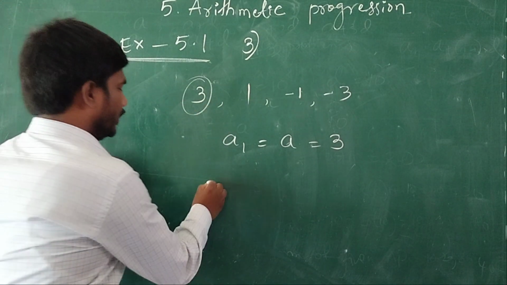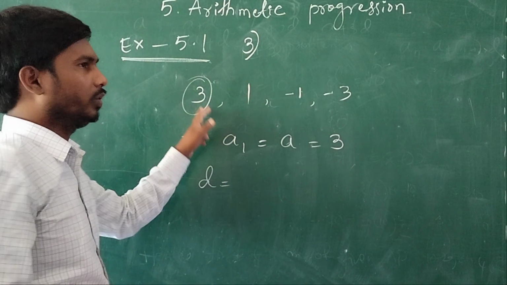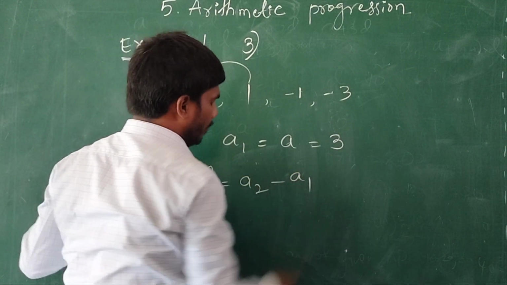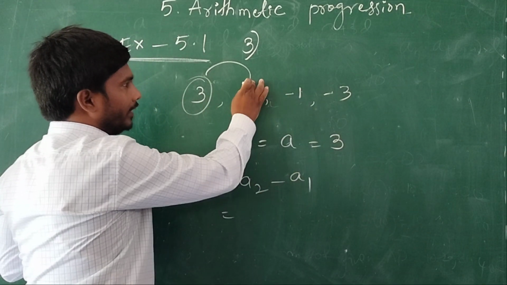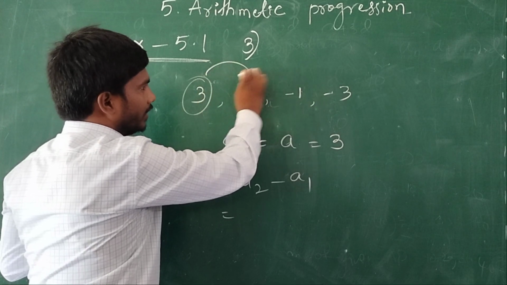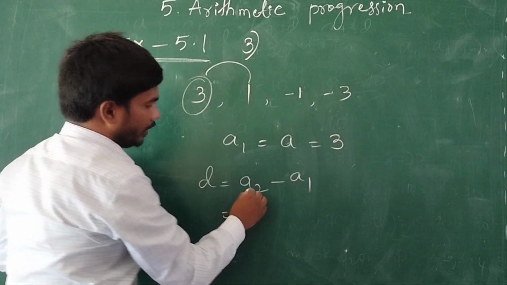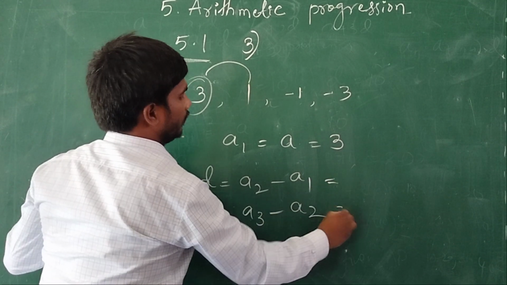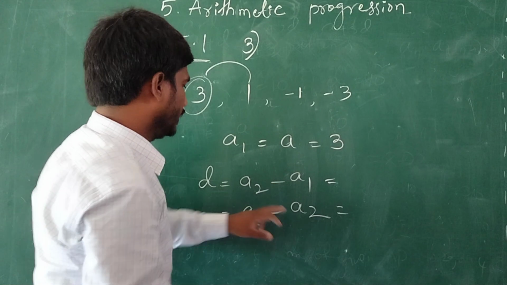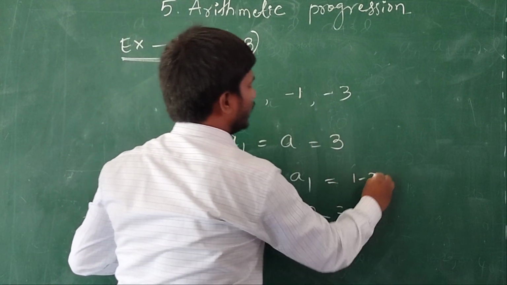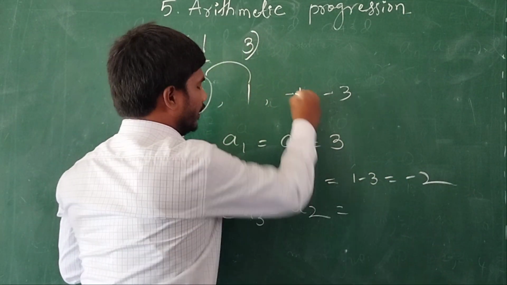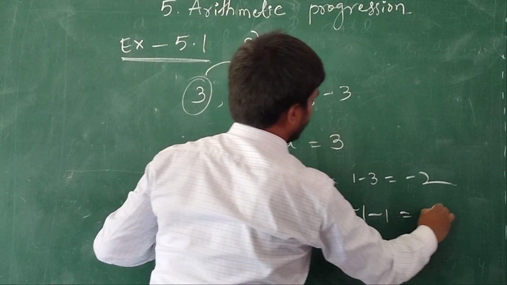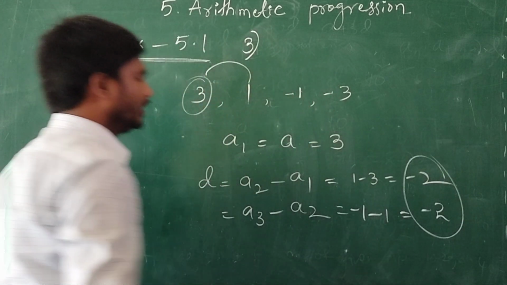Common difference: the difference between any two consecutive numbers. So A2 minus A1. Always we are calculating A2 minus A1 or A3 minus A2 or A4 minus A3. So here, A2 minus A1 or A3 minus A2. We find it in both cases. 1 minus 3 is equal to minus 2. Here, minus 1 minus 1 is minus 2. So here the common difference is minus 2.